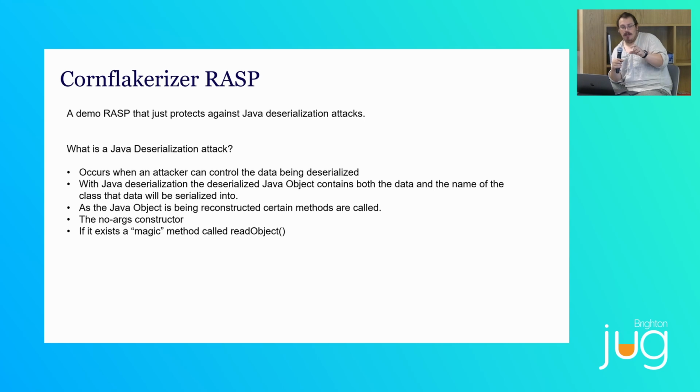When that object is reinstantiated, first the no-args constructor is called, so if there's anything in there that you can do something weird with, you can do something. Or there's a magic method in Java serialization called readObject, which was there essentially to allow the developer to set things up again.